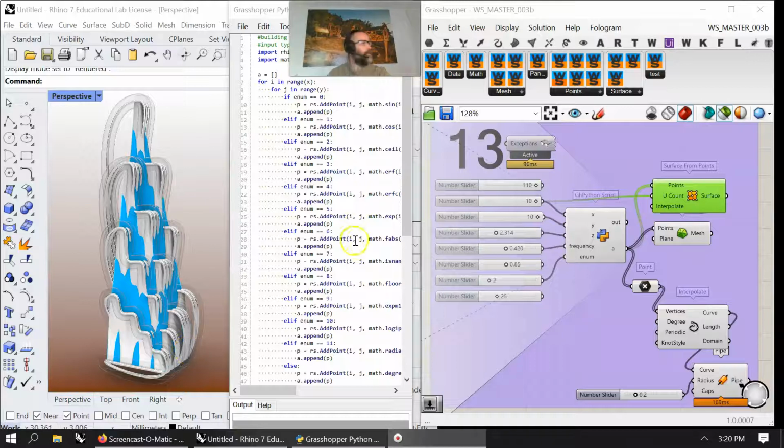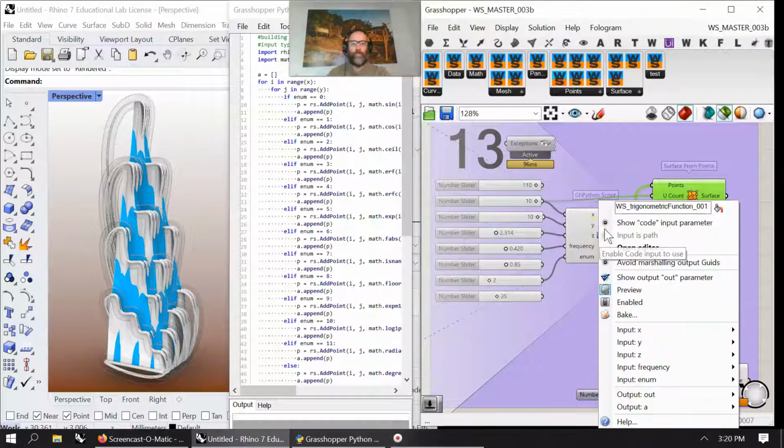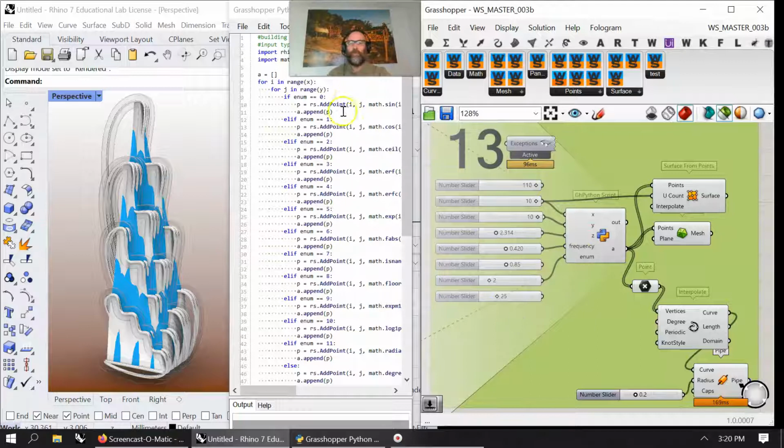Welcome again back to the 17th of January 2021 at Wickerson Studios. This is my favorite lucky number 13 script. I've written a gorgeous trigonometric function node that's enumerated through a series of beautiful functions.